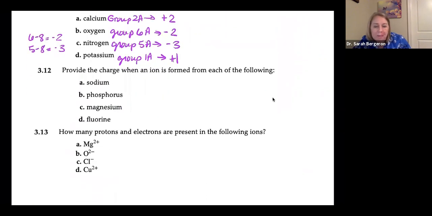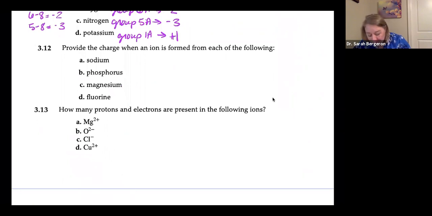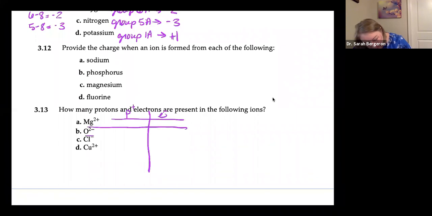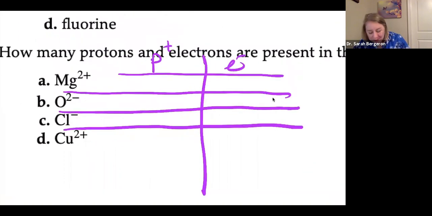All right. How many protons and electrons are present in the following atoms? Let's make a little table. P+, E-, right? Okay, so magnesium, oxygen, chlorine, and copper. All right. I'm going to try to zoom in, make this a little easier to see.